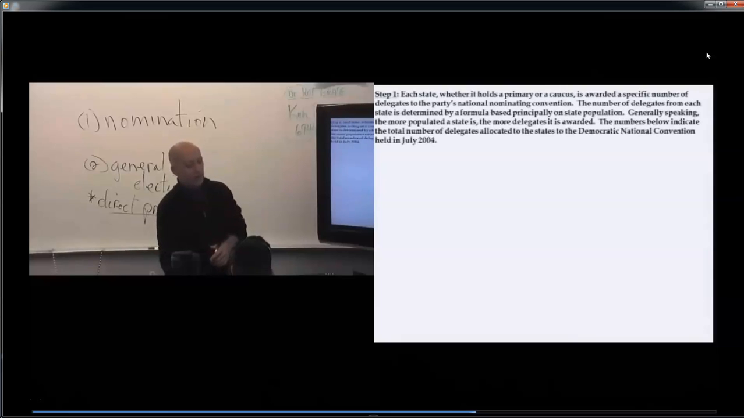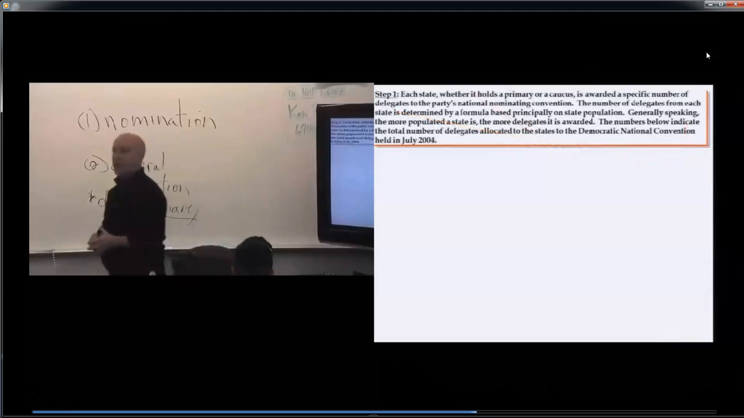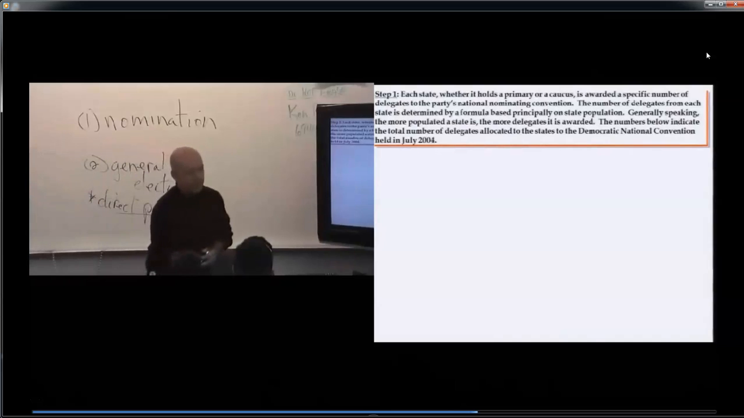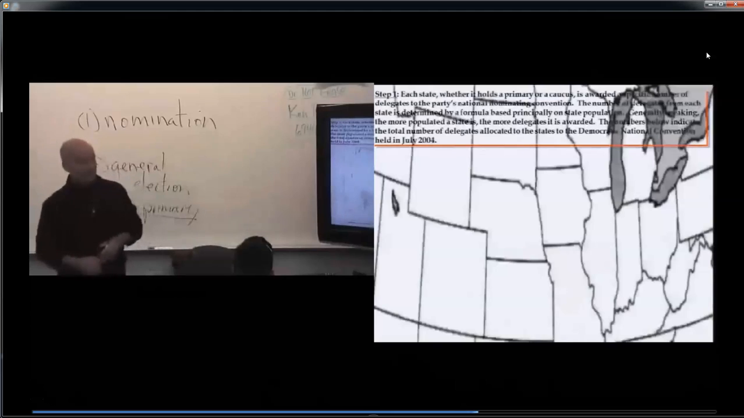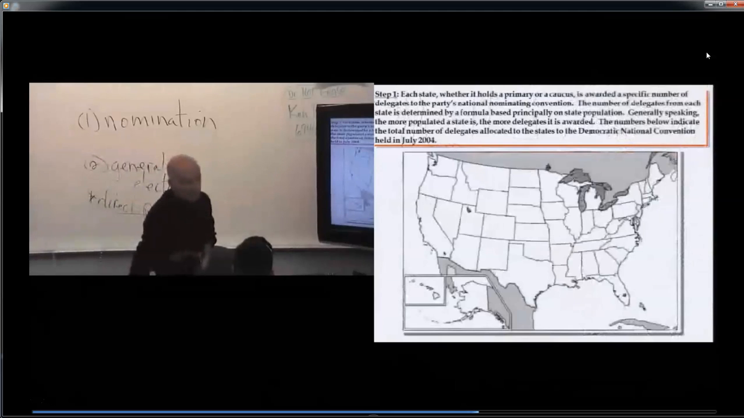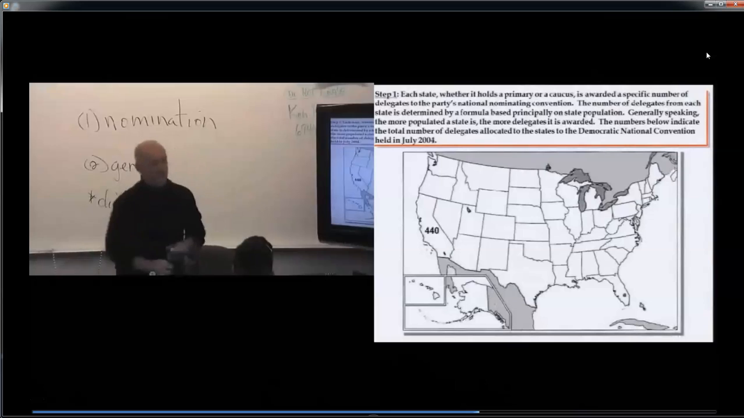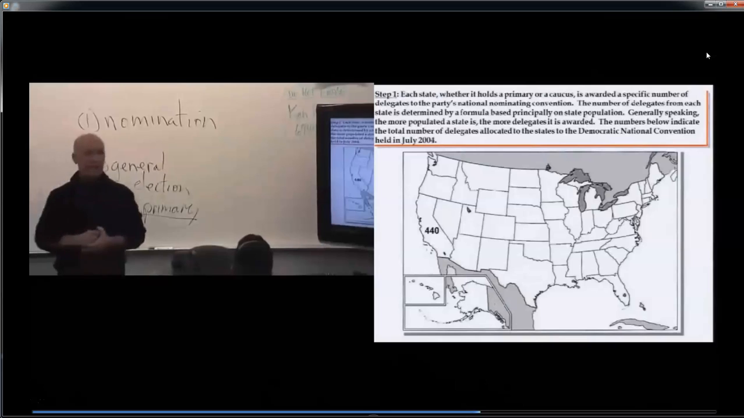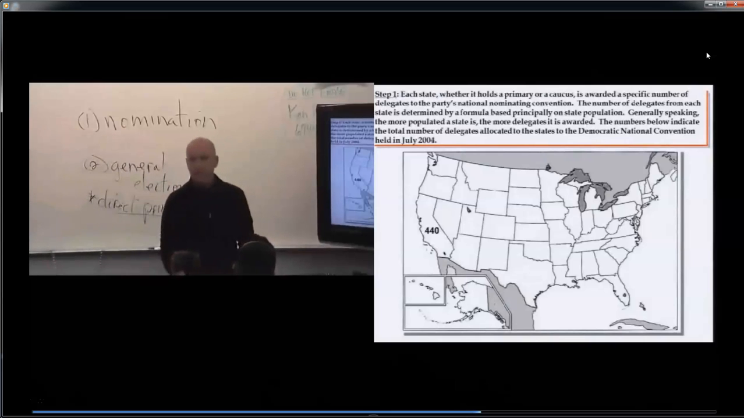Okay? So here's the starting point. Here's the way you want to think about this. Each state has a certain number of delegates to the party's national convention. Okay? And this is what it looked like in 2004 in the Democratic Party. California had the most delegates, 440. Okay? Why do you think California had the most delegates? What's this? Population. To a large extent, it's based on population.